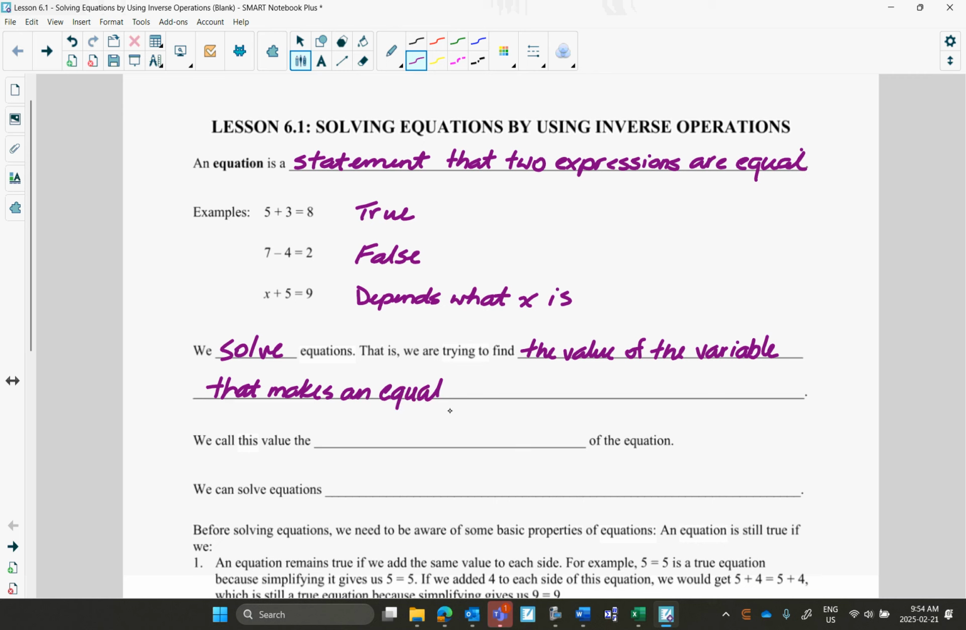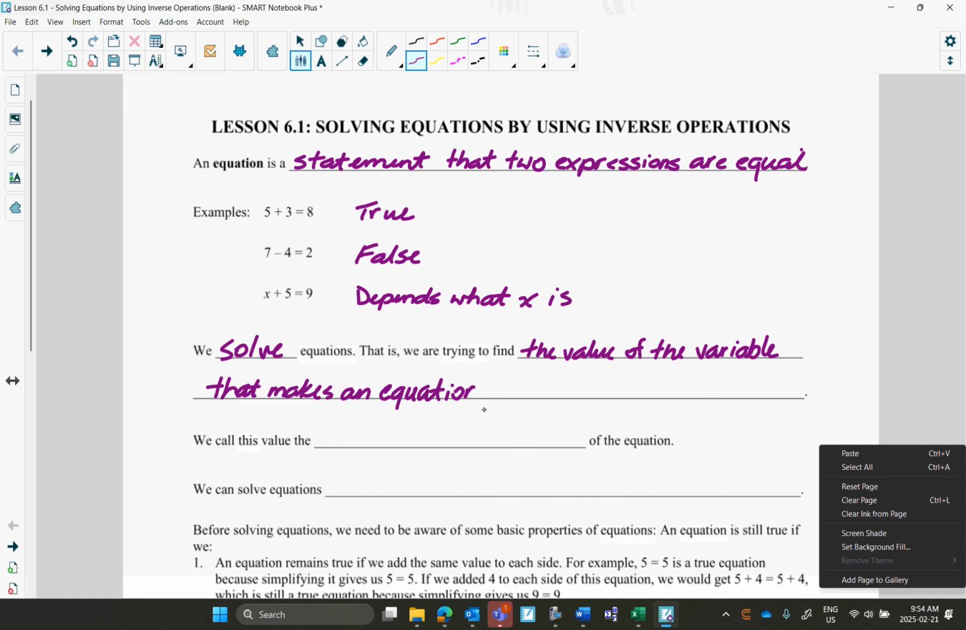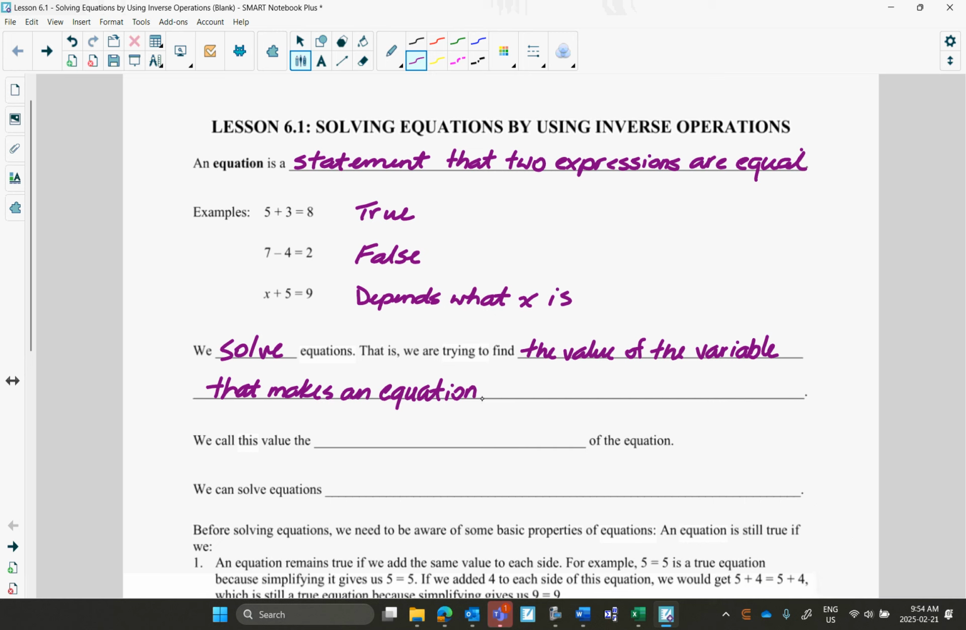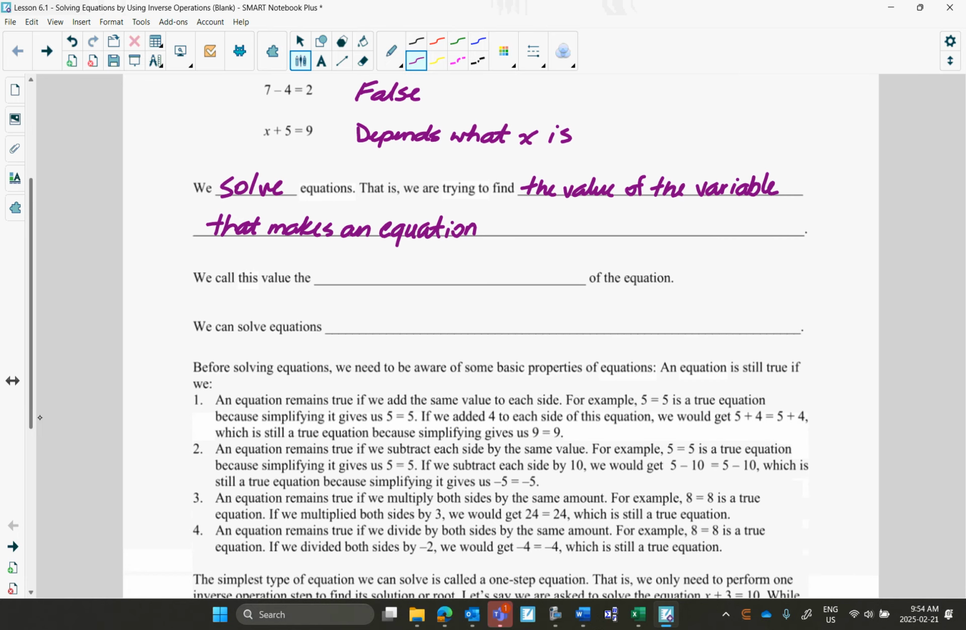So in this algebraic equation up here, we were trying to find the value of x that makes x plus 5 equal 9. Make that true, which is 4. And what do we call that answer when we solve equations? We call it the solution.